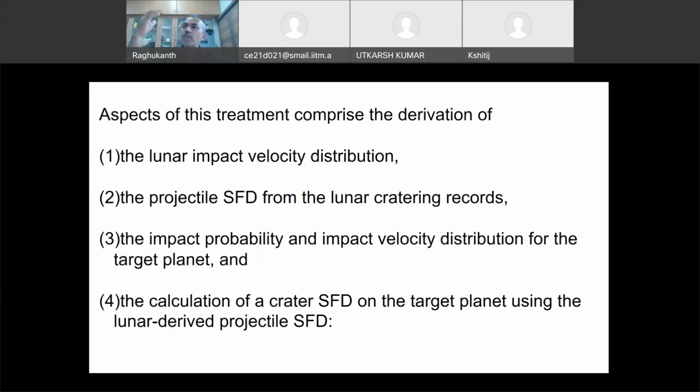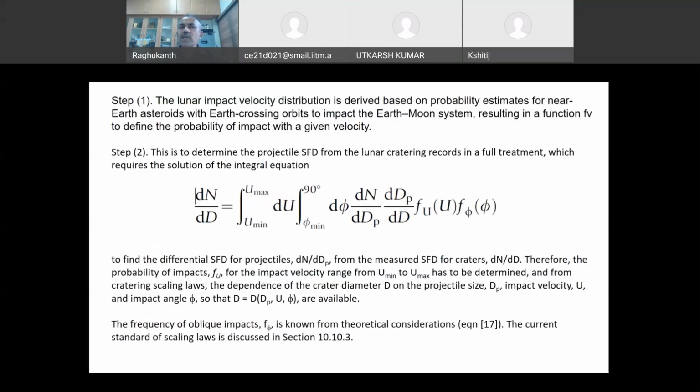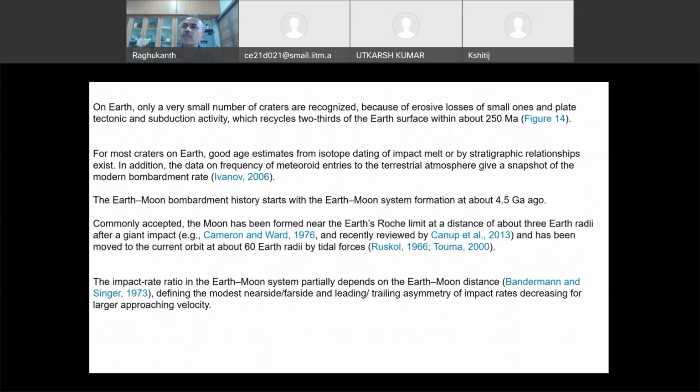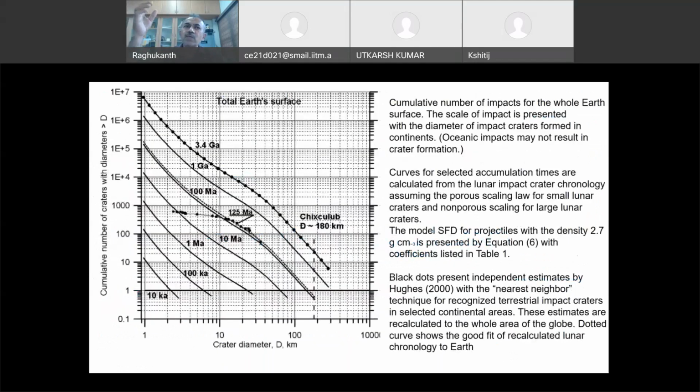Then the impact probability and impact velocity for your target planets you can easily calculate using scaling laws, and the same integral equation has to be solved. Now you find out the left hand side. Initially you found out the right hand side, now you calculate this one. So this is an easy methodology which works nicely in practice. And if you see many papers, they have reported this, like for Mars, they have transferred, and for Venus and other planets also, by using the Moon.